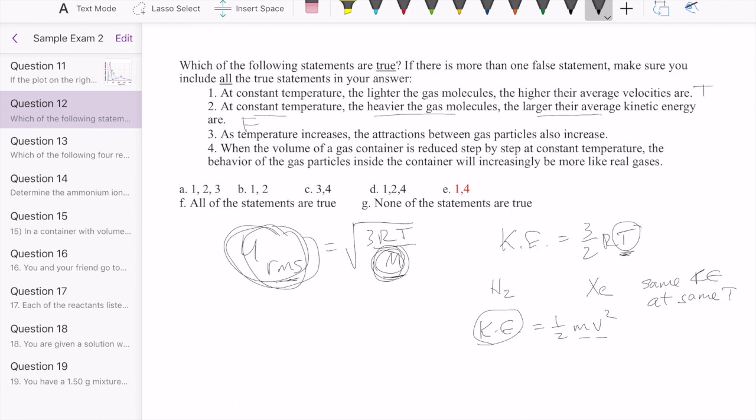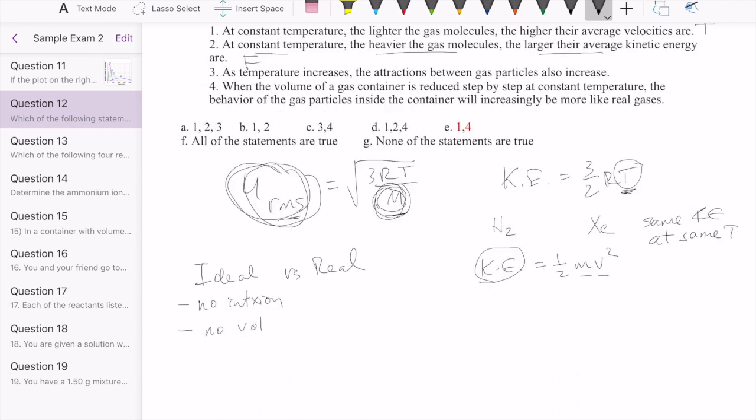It says here, as temperature increases, the attraction between gas particles also increases. So this goes to that discussion about the difference between ideal versus real gas. A gas is considered to be ideal if there's no interaction and the gases are so small that the volume is considered to be 0. Remember that what temperature affects is kinetic energy. So if temperature increases, then the kinetic energy of each gas particle also increases.